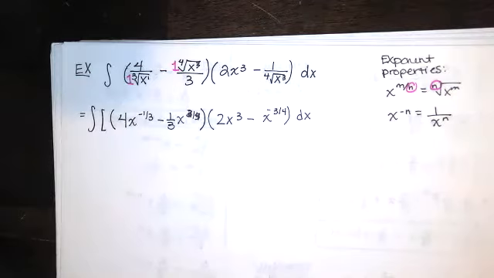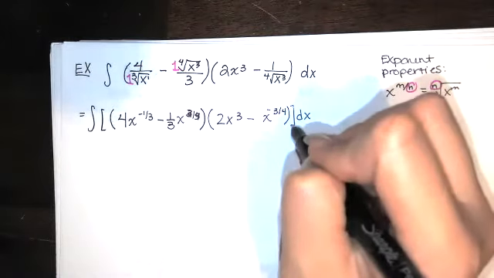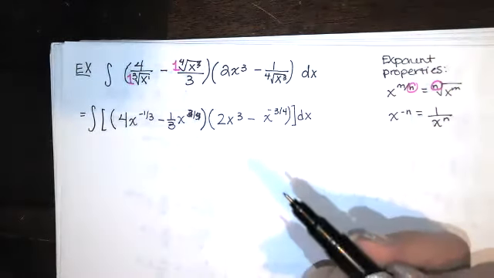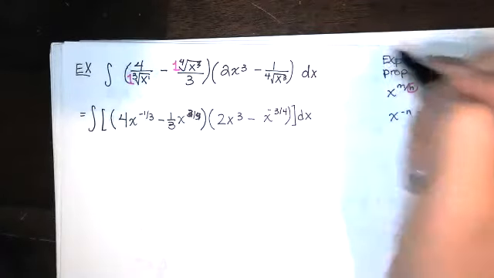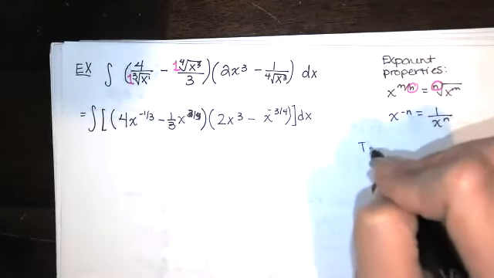I still do not have a rule for that because I don't have a product rule for antiderivatives. But I can FOIL, I can distribute. So the technique that we're using here is distribution.